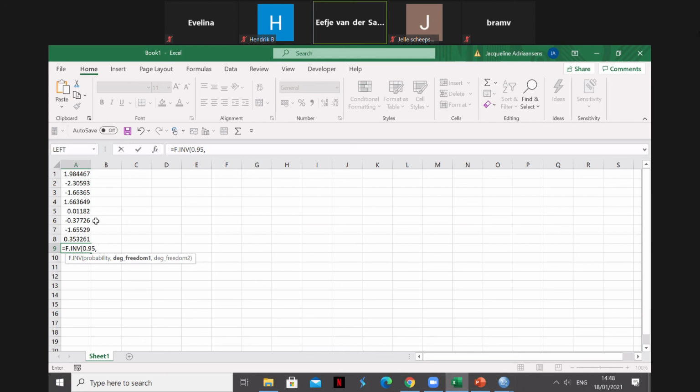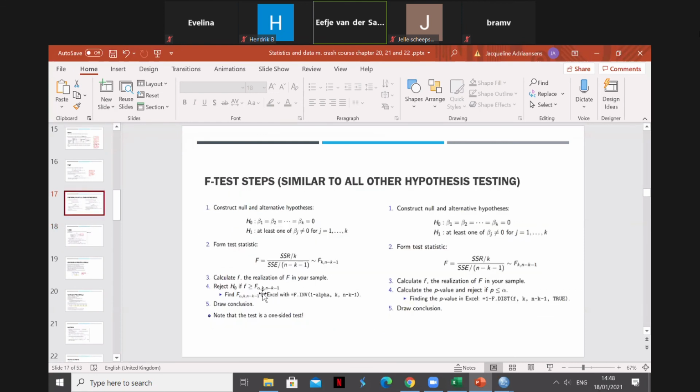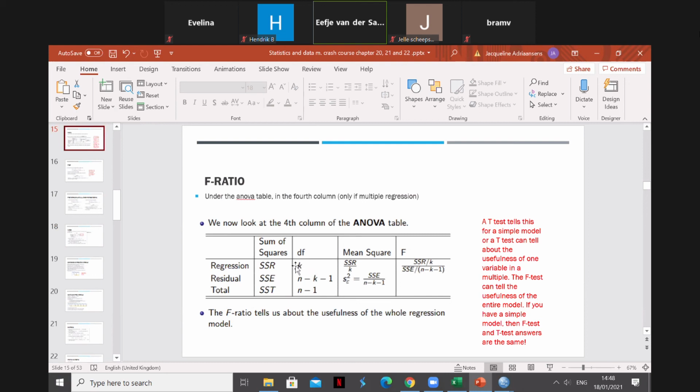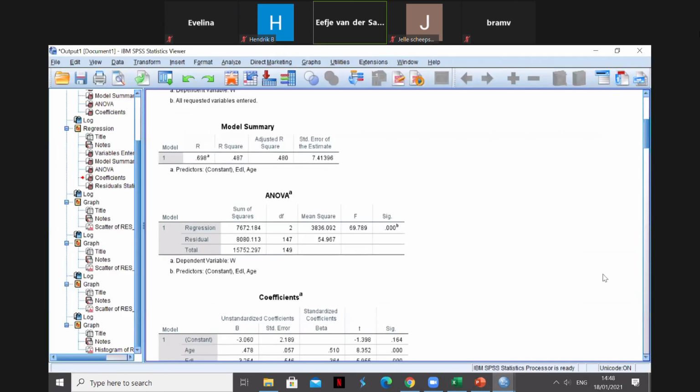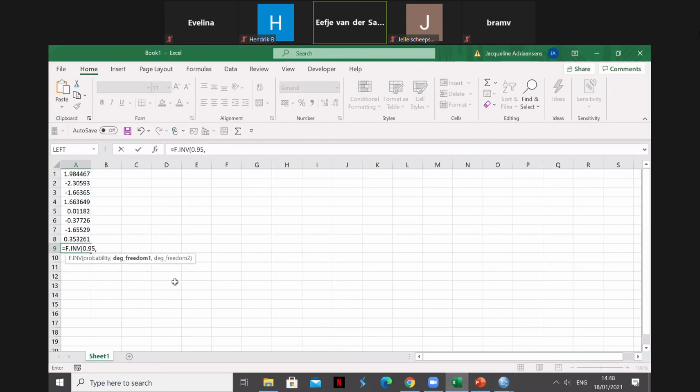Then the degrees of freedom, we have to look that up. You have degrees of freedom 1 and you have degrees of freedom 2. Your degrees of freedom 1 is always your k, and your degrees of freedom 2 is your n minus k. You need to remember that. My k is in the ANOVA table here, and my n minus k is under residual. Let's look it up. My k is 2, and my n minus k minus 1 is 147. So you type 2, 147.